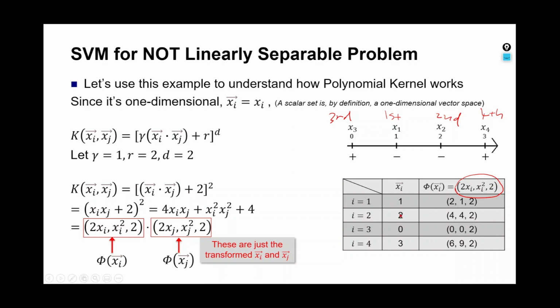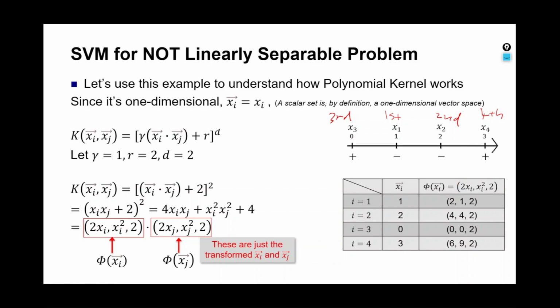And then for the second sample, this is 2, and after transformation using what we have derived, 2 multiplied with 2 is 4, 2 squared is also 4, and the last value is just the constant 2. Similarly for this positive sample, this is 0, so 0 multiplied with 2 is 0, 0 squared is also 0, and the last coordinate is the constant 2. And 3 multiplied with 2 is 6, 3 squared is 9, and the last one is 2 as well.